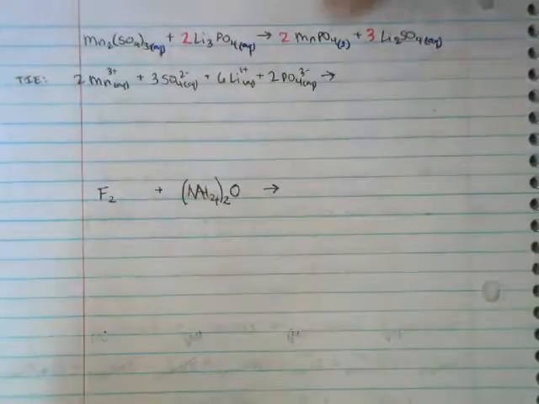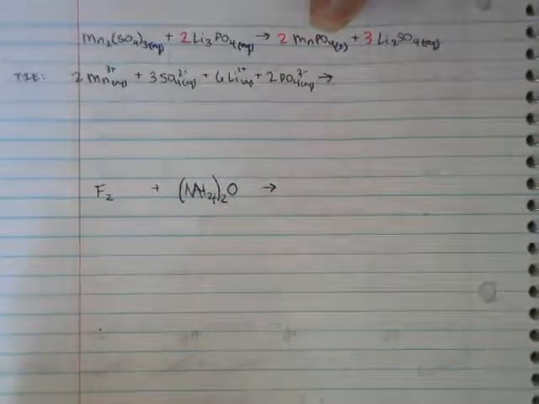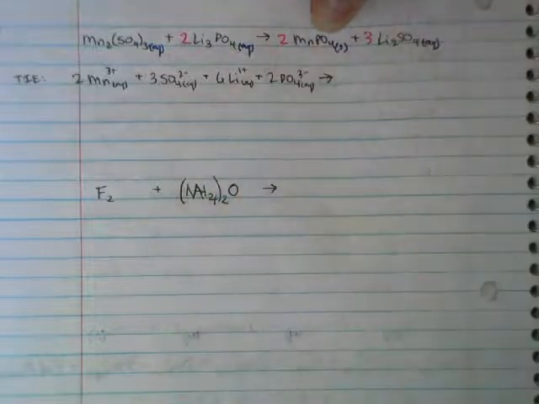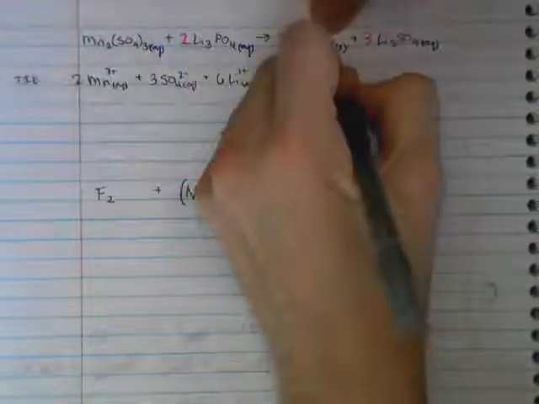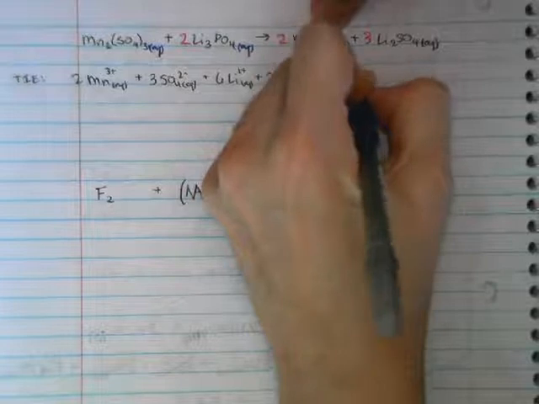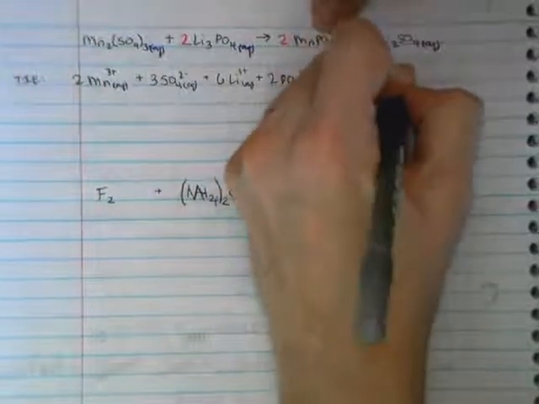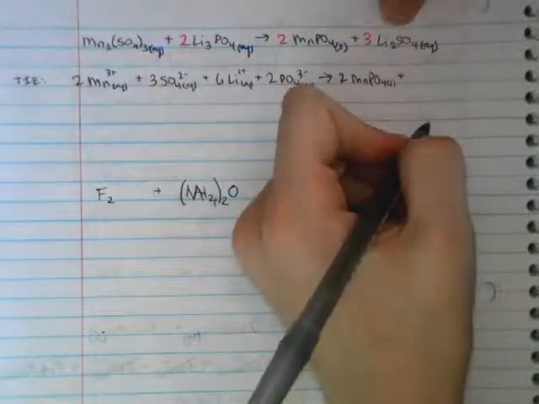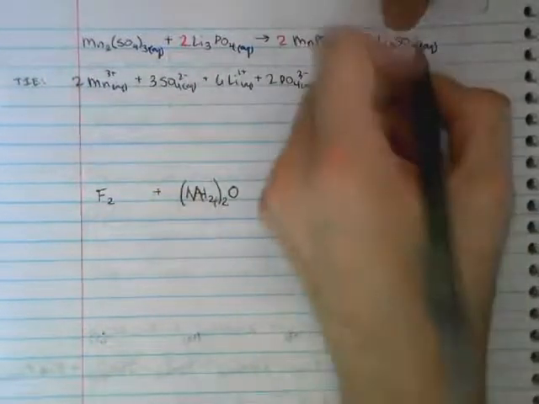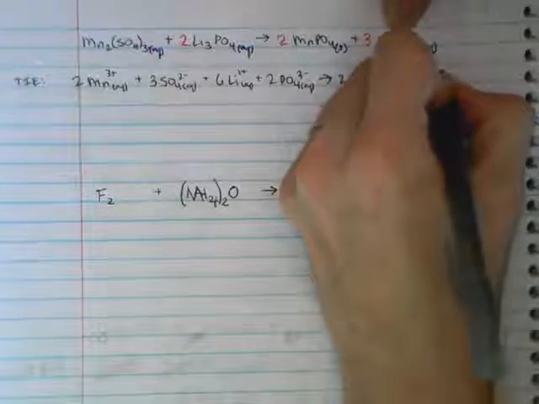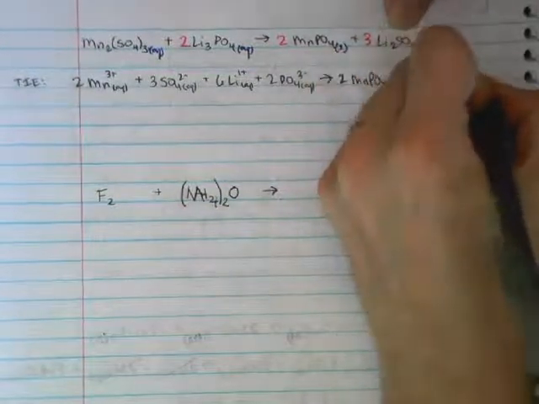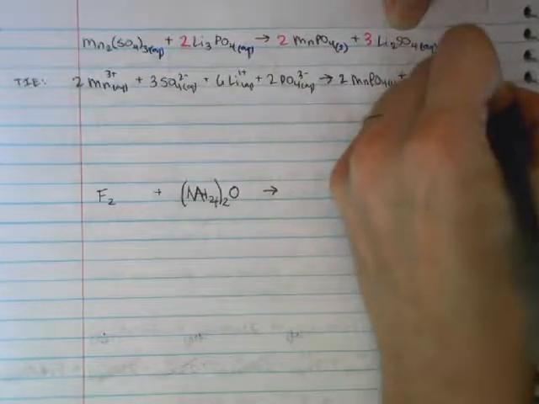On the product side, here's my solid product, which means that this double replacement reaction does happen, it undergoes a chemical change. So I'm going to leave that exactly the same, 2 MnPO4 solids, but then I would ionize or dissociate this lithium sulfate compound. So I have 6 lithiums and 3 SO4 2- ions.